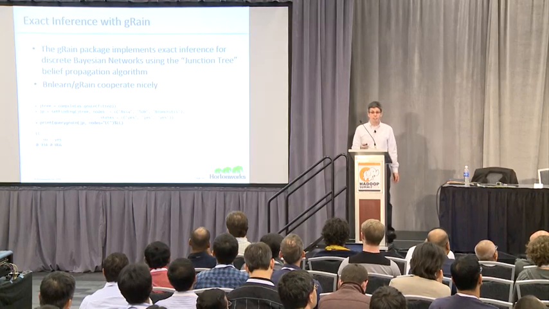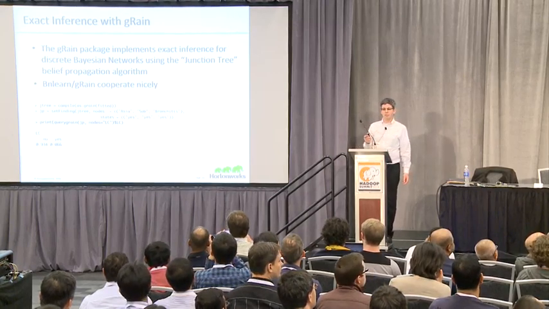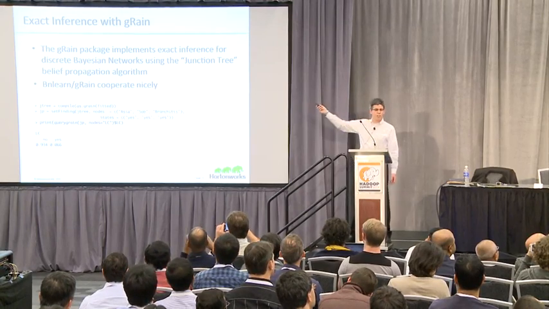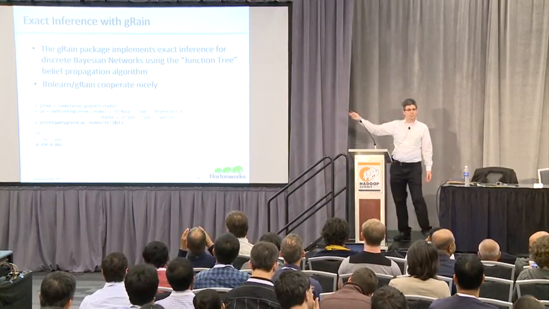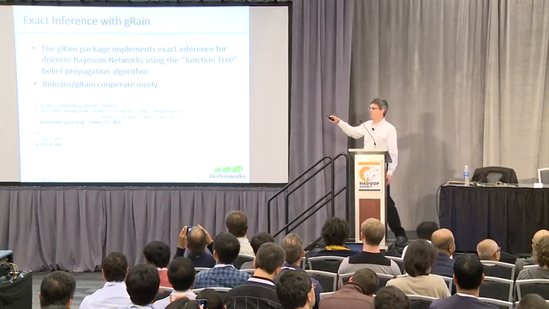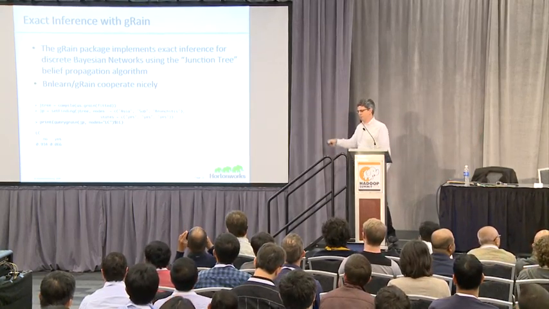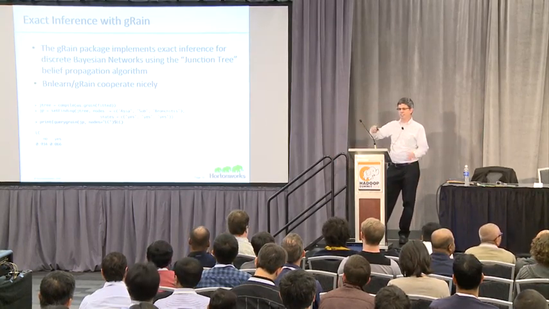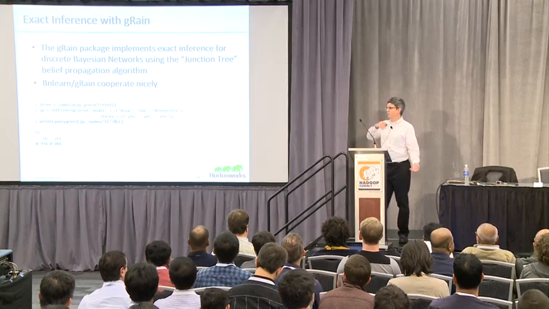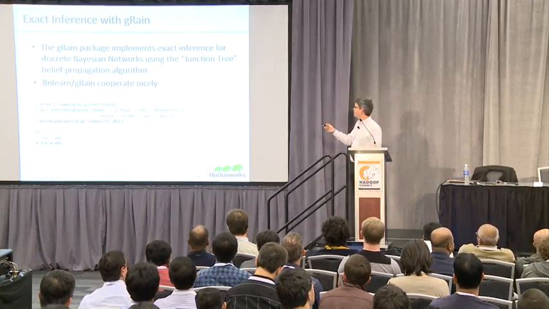So let me show you how you do inference. I'm branching here into another package called gRain, which is also a package in R that does exactly inference, because as I mentioned, bnlearn doesn't do that. But they cooperate really well. Marco Scutari, who wrote bnlearn, built interfaces to a lot of other packages. So it's collaborative: you can learn with bnlearn and use gRain for exact inference.